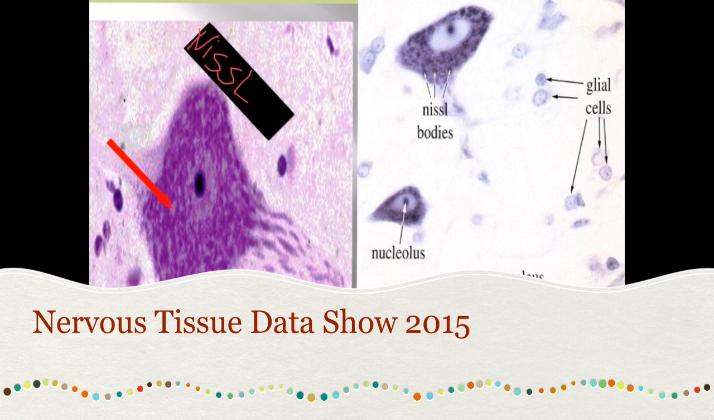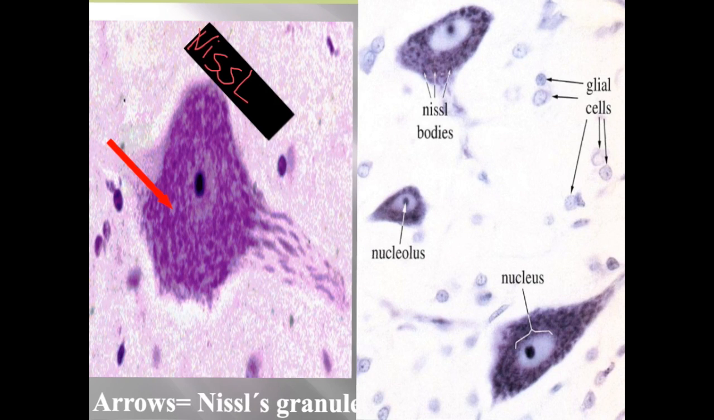This is a description of the nervous tissue slides. This picture demonstrates the neuron or the perikaryon, which is the cell body. It is named the perikaryon because it surrounds the karyon, which is the nucleus.